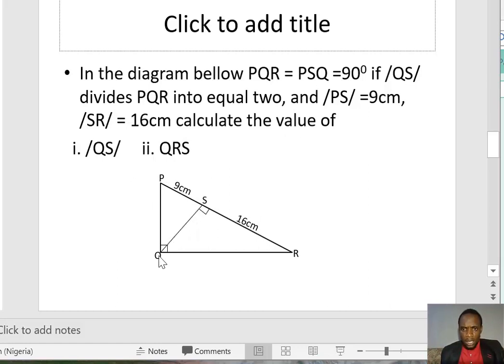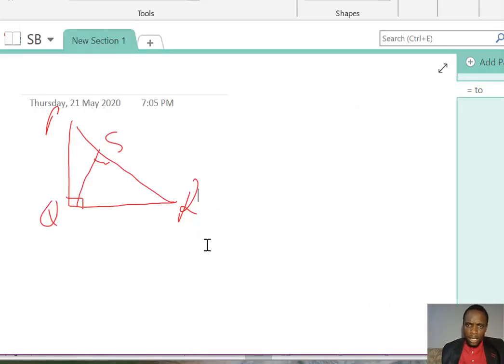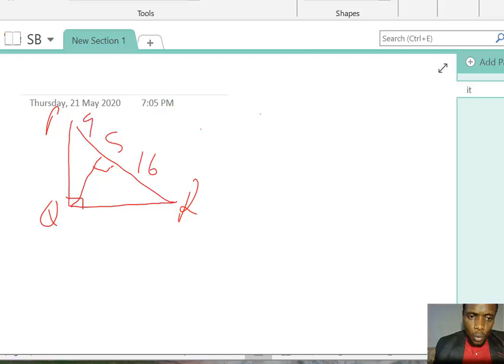We are looking for this line, QS. That is what we are interested in. And we are looking for angle QRS also. So let's see how we solve it. Don't forget, we are looking for QS, and we are given this side as 9 centimeter. So we have to calculate QS.